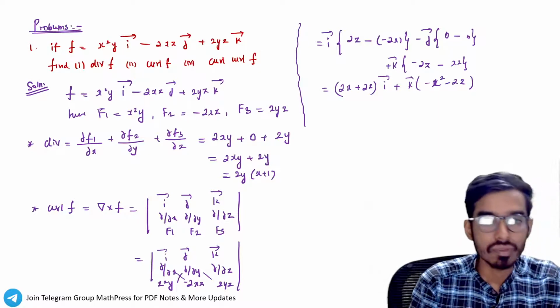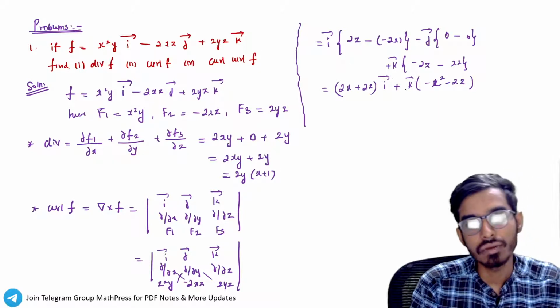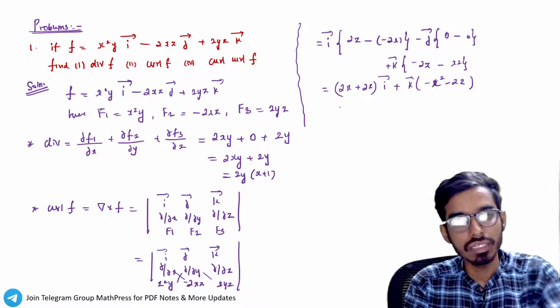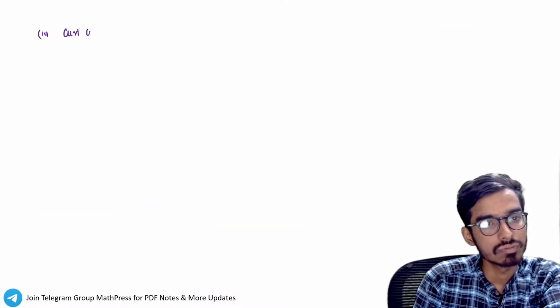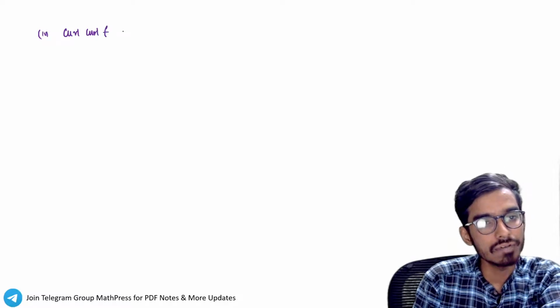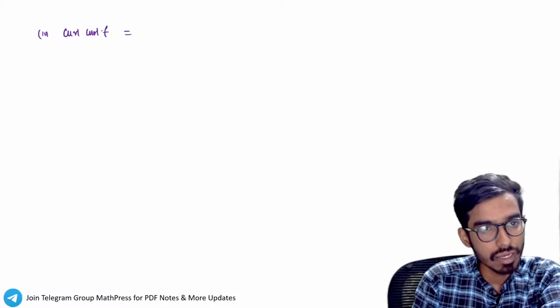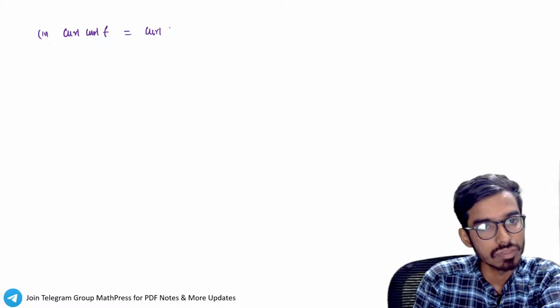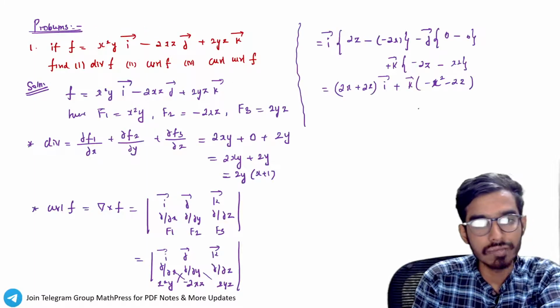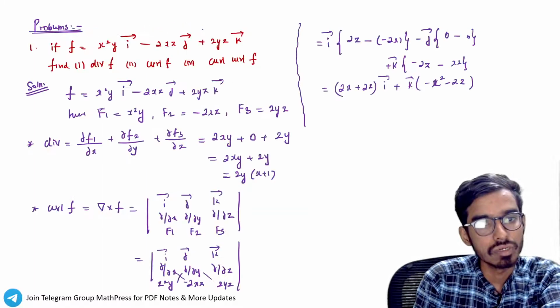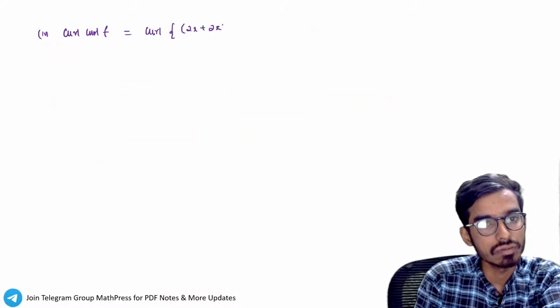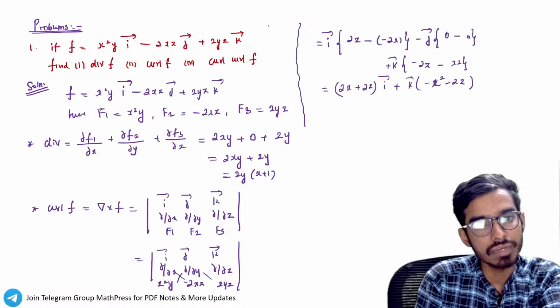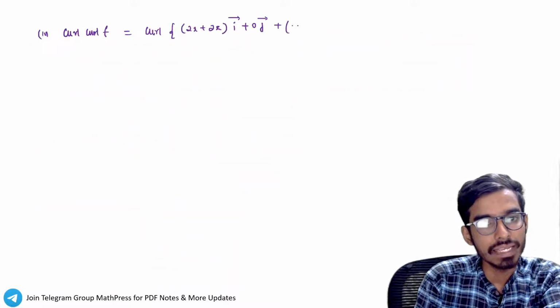Now we need to find curl of curl f also, right? So what is curl of curl f? We already found curl f, which is 2x plus 2z into i vector plus 0 j vector minus x² minus 2z into k vector, right?